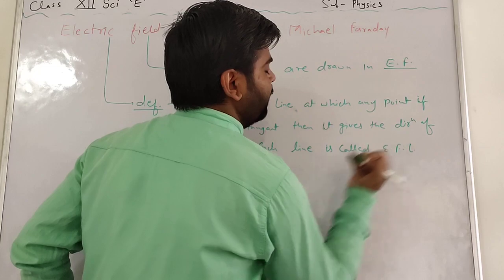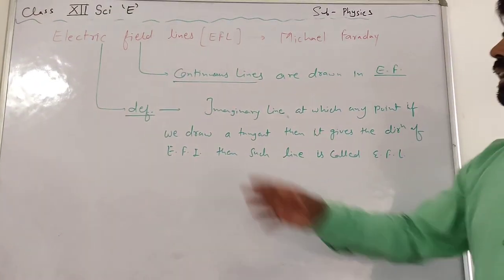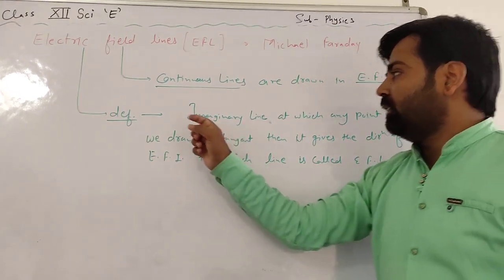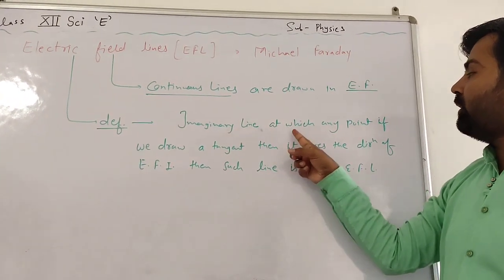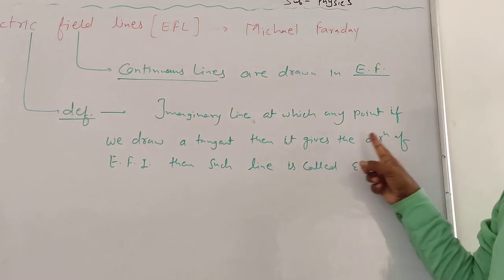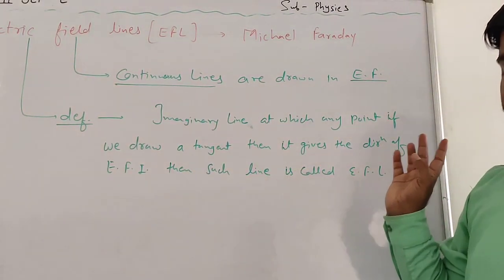I repeat, what are electric field lines? The definition of electric field line: the electric field lines are imaginary lines at which any point, if we draw a tangent, then it gives the direction of electric field intensity. Then such a line is called an electric field line.